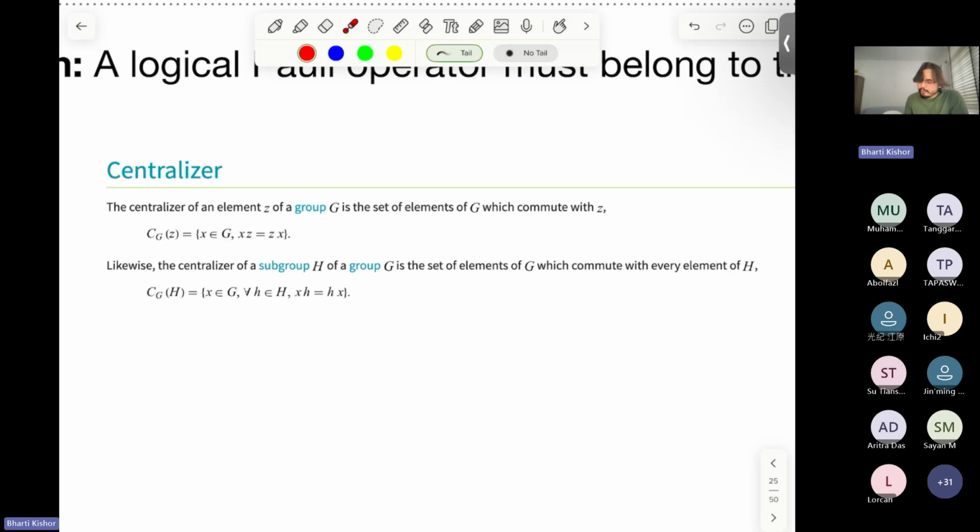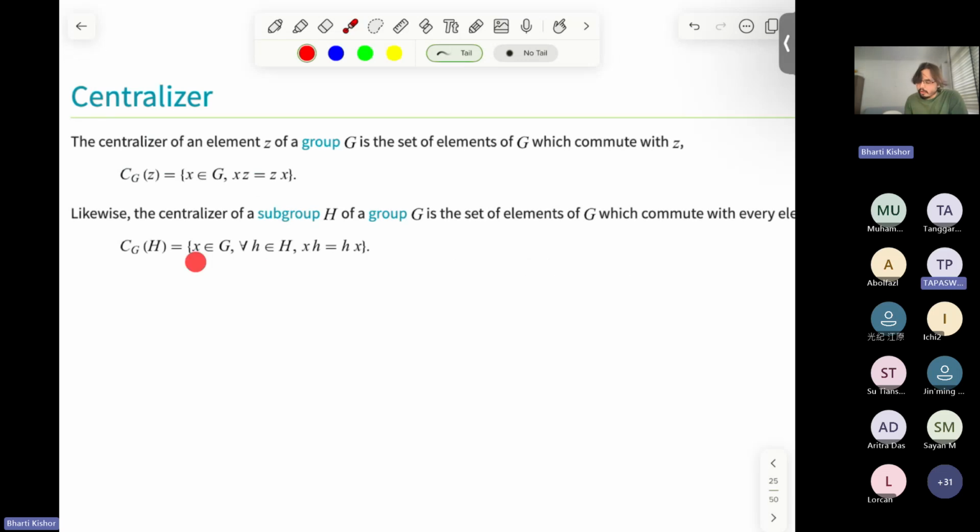Now you can talk about the centralizer of even a subgroup of a group. So basically, let's say you have a subgroup H and you have the group G. The centralizer of H in G is basically all those X in G such that for all h in H, Xh equals hX.